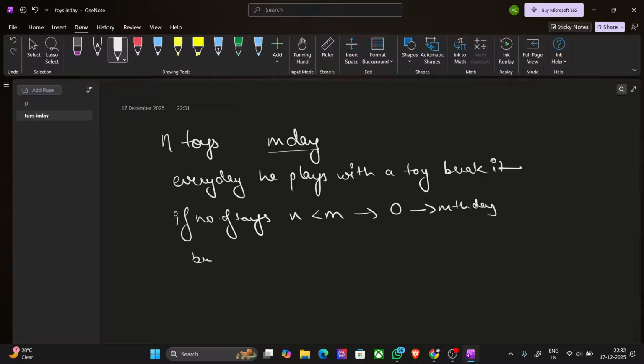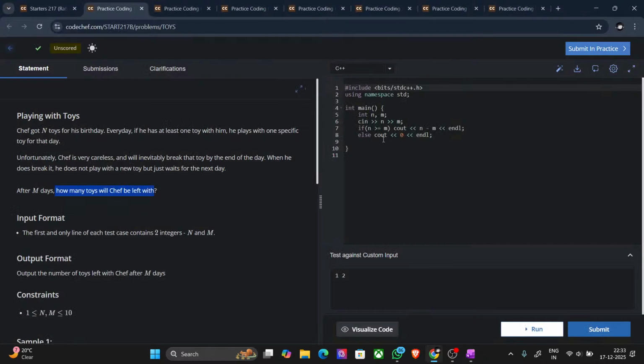But if he has more than m toys, like n is greater than or equal to m, then the answer is the remaining amount, how many toys are left with Jeff. So the amount will be n minus m. So this is the logic for this problem. As you can see, I have taken the input n and m. If n is greater than m, we can just output n minus m, and else we can output 0 for this problem.